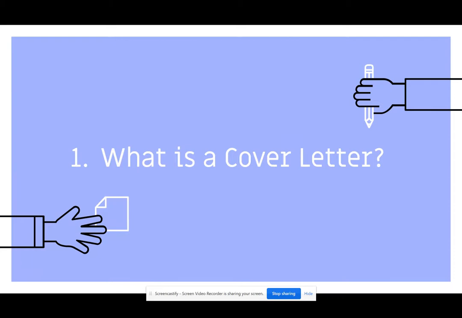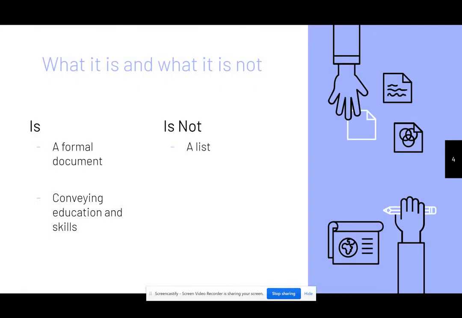So what is a cover letter? A cover letter is a formal document that conveys your job goals, education, and job history. It explains how you are qualified for the job you're applying to. A cover letter is not a resume. While a resume is a list of education and career achievements, a cover letter is an explanation of your past relevant experience in a story-like format. So, a resume is a list, and a cover letter is paragraphical.